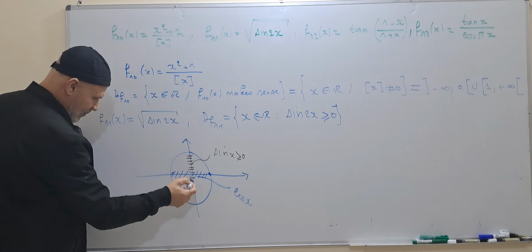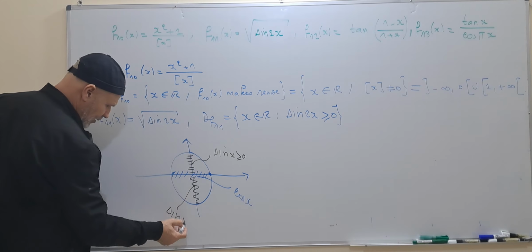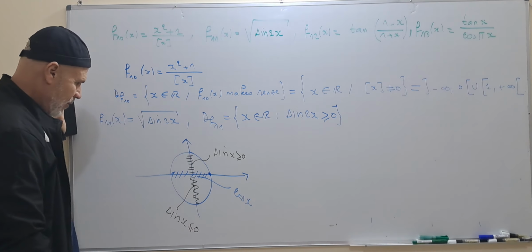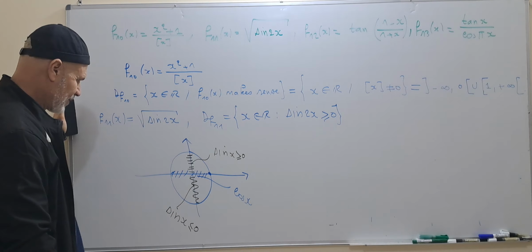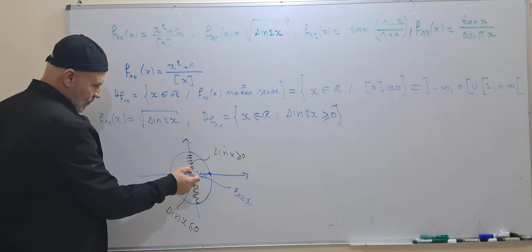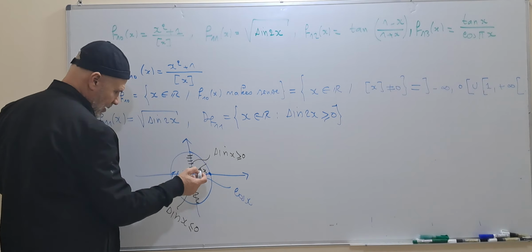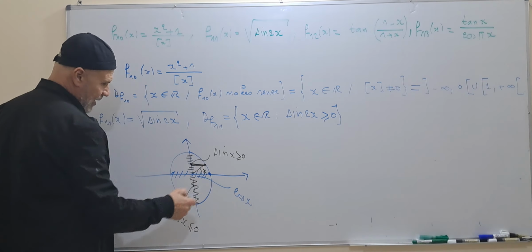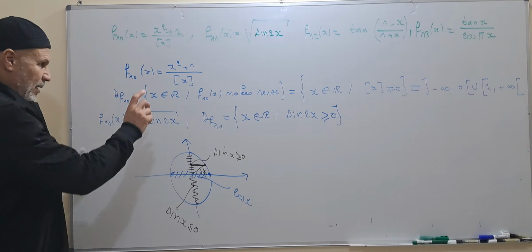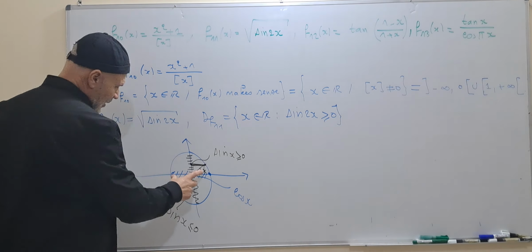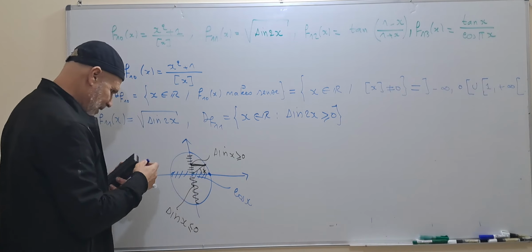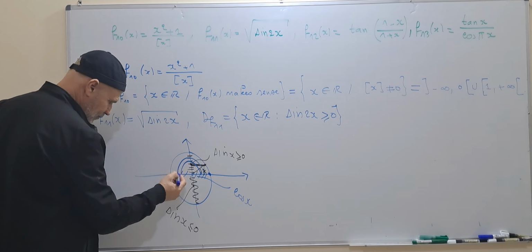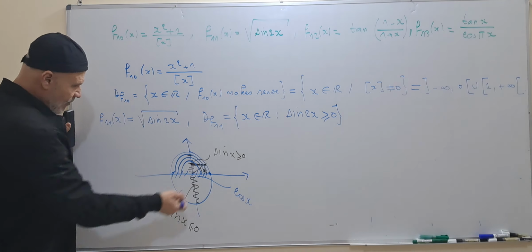And this part is sine x less than or equal to 0. It is equal to 0 if x is equal to 0 or pi. The projection is sine, here cosine. So for sine 2x to be greater than or equal to 0, 2x must belong to this side.